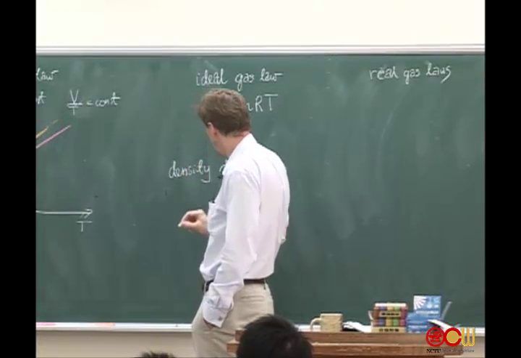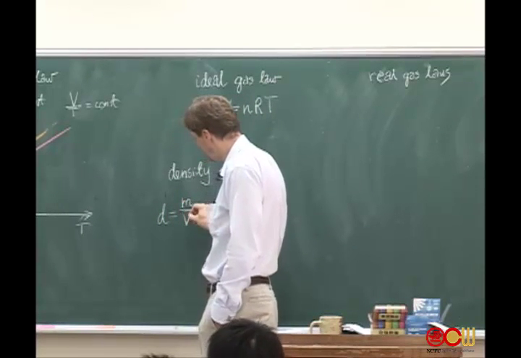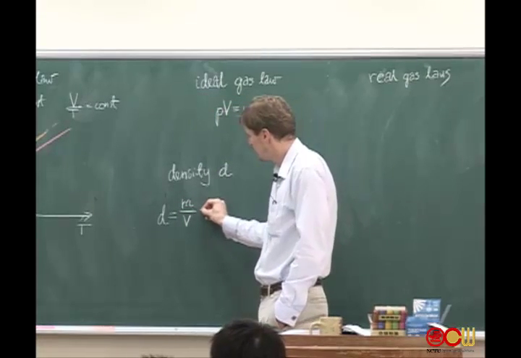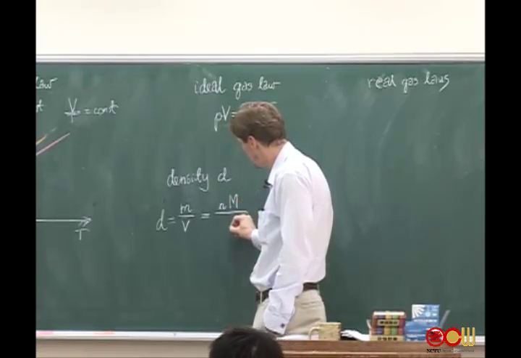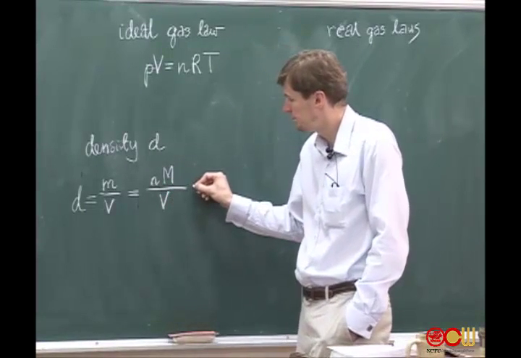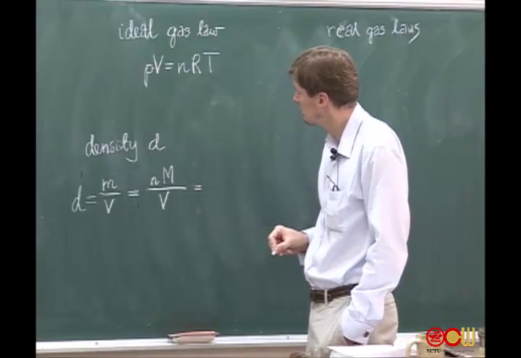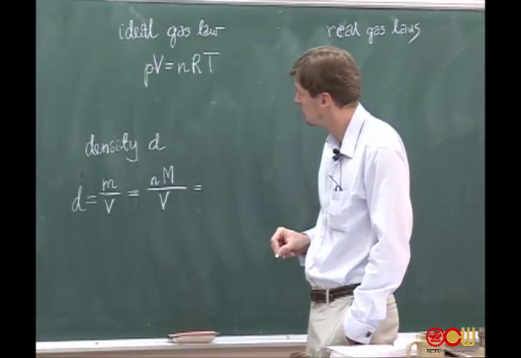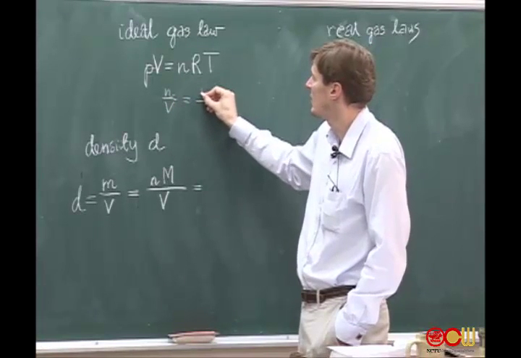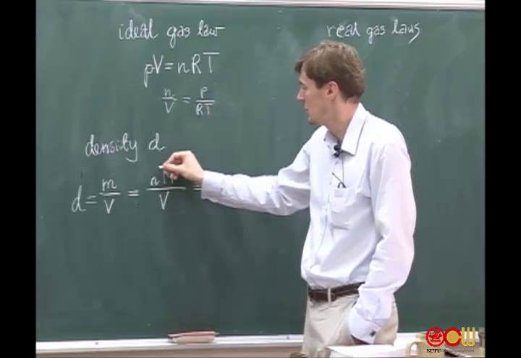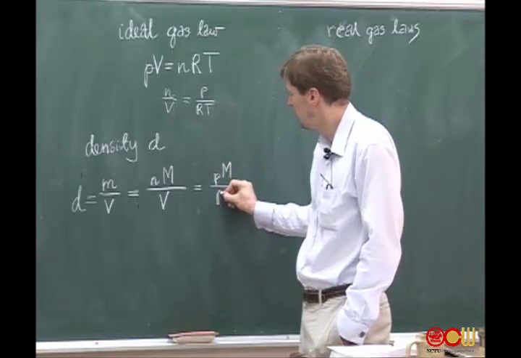Density, usually denoted by the letter D, is given as a mass over the volume. You can write this one as number of moles multiplied by the molar mass, divided by the volume. And you see that from this equation, n divided by V is nothing else than P divided by RT. So you can use it for n/V here, getting PM divided by RT.